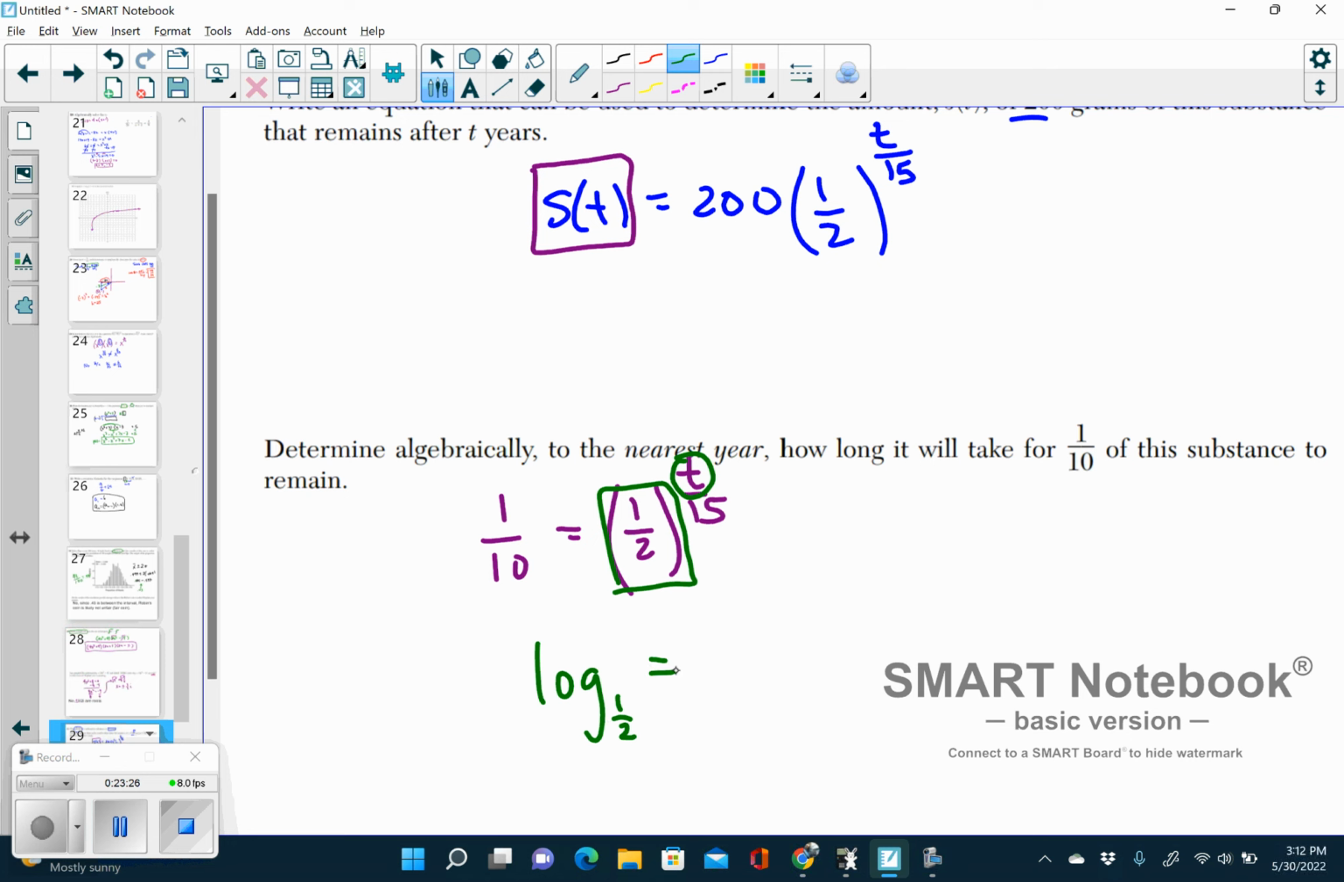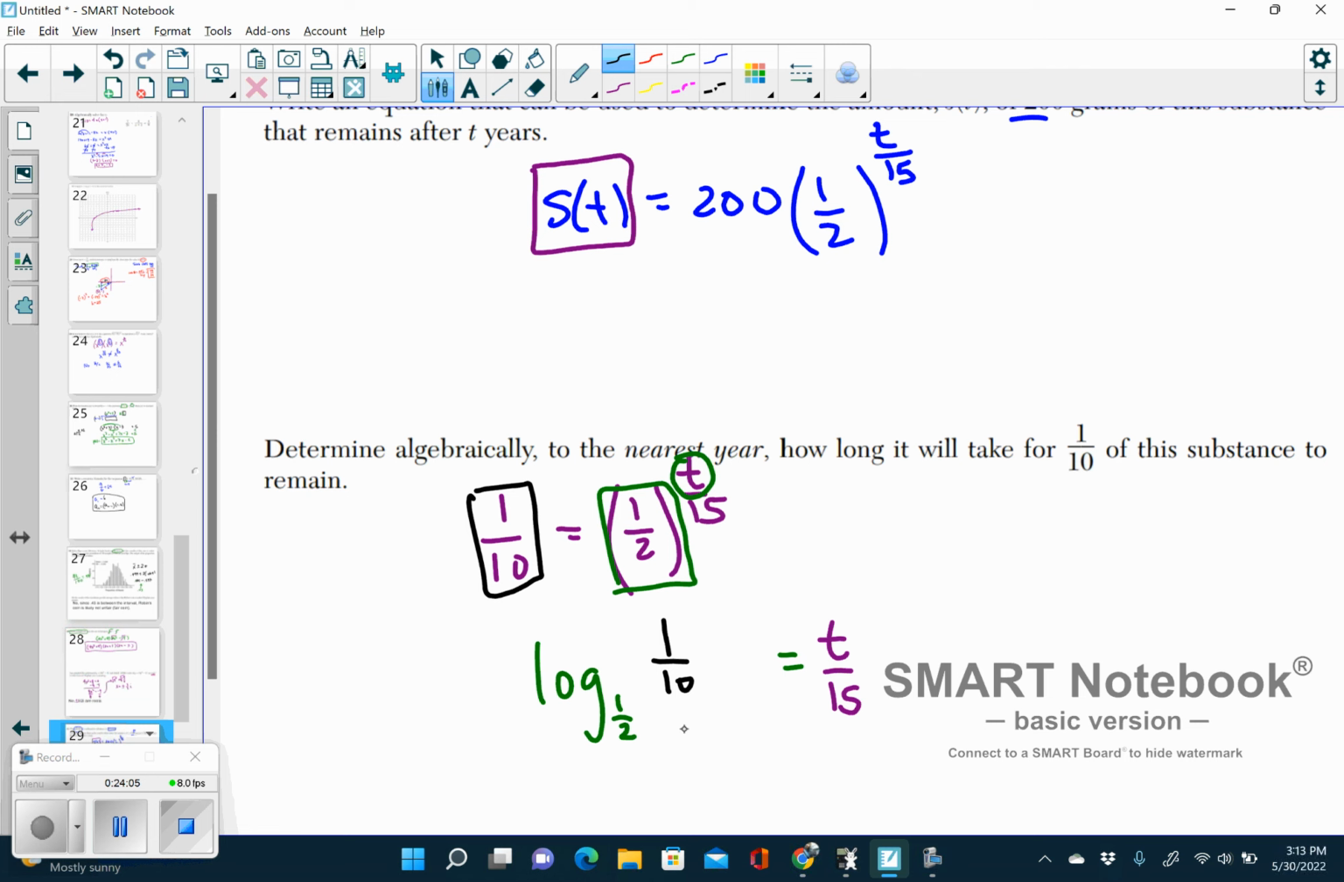Is equal to the answer to, I'm going to put the equal sign over here. The answer to a log is our exponent. So this right here, which is t over 15, is going to be the answer to my log. And then I'm going to put my 1 over 10, which is this number right here. That's going to go right there. And I'm going to solve this to figure out what my t is.